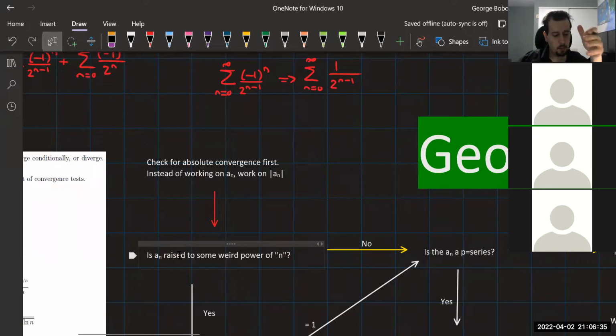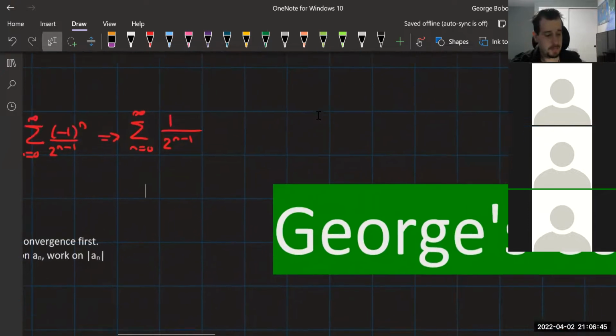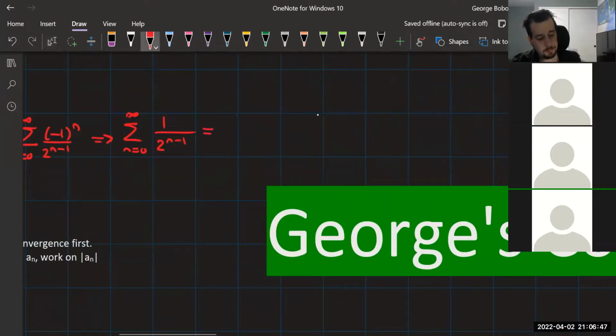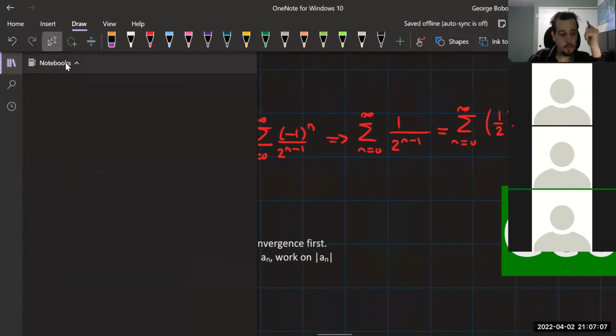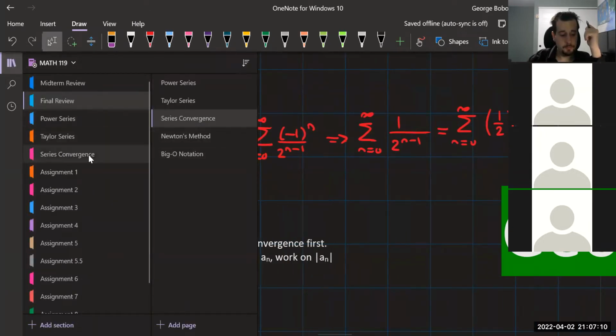Is a sub n raised to some weird power of n? Actually, one second. You know what? I'll give you a major hint here, Leah. Take a look at how I can write this so we can skip some steps. What do you think about this? I'll help again over here a little bit.